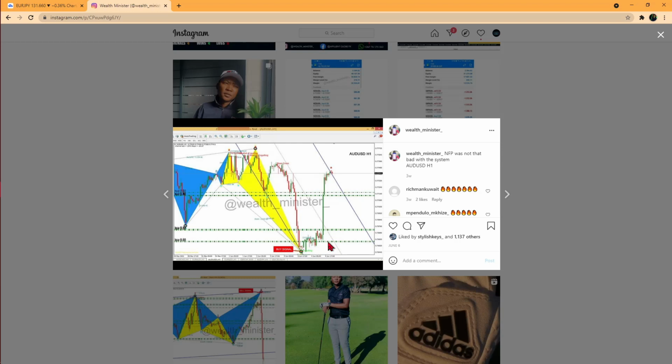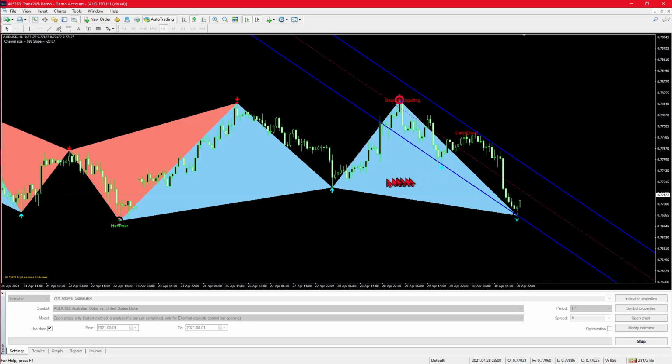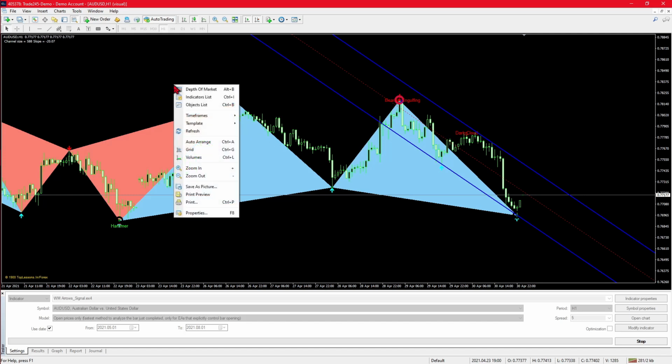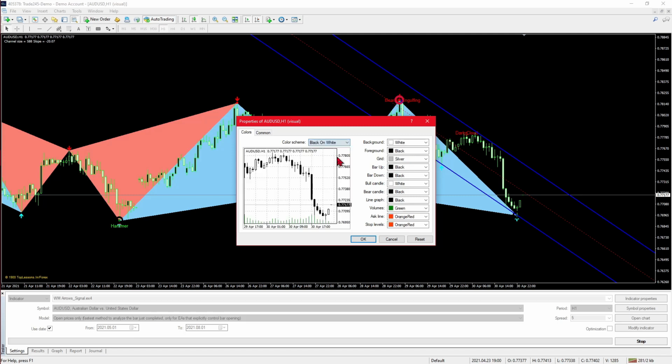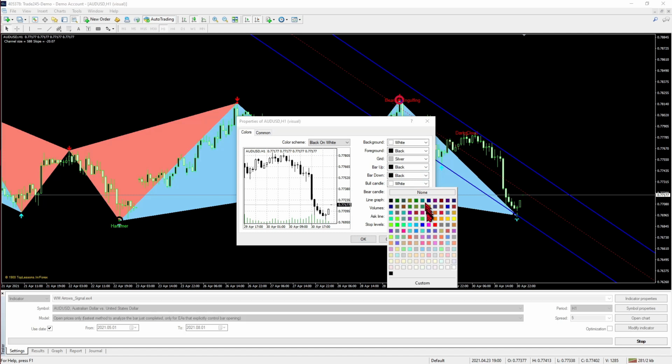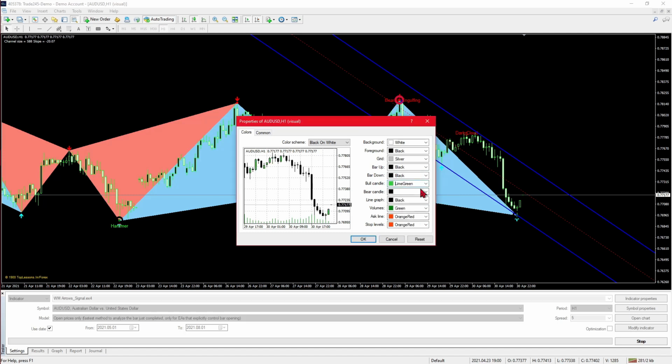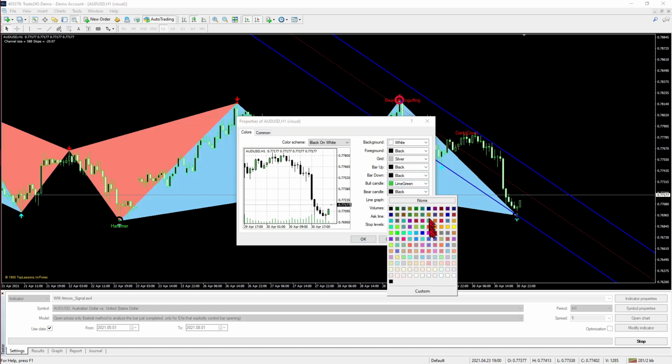So I'll just give you a bit of a rundown of how the system looks when it is on a live chart. So this is how the system looks when you first put it on your chart. You will need to make a few adjustments in order to make it look as Wealth Minister's one. So firstly, you're going to go to your properties and then change your color scheme to black on white. And then you need to change your bear and bull candles. Your bull candles will be green and your bear candles will be red.